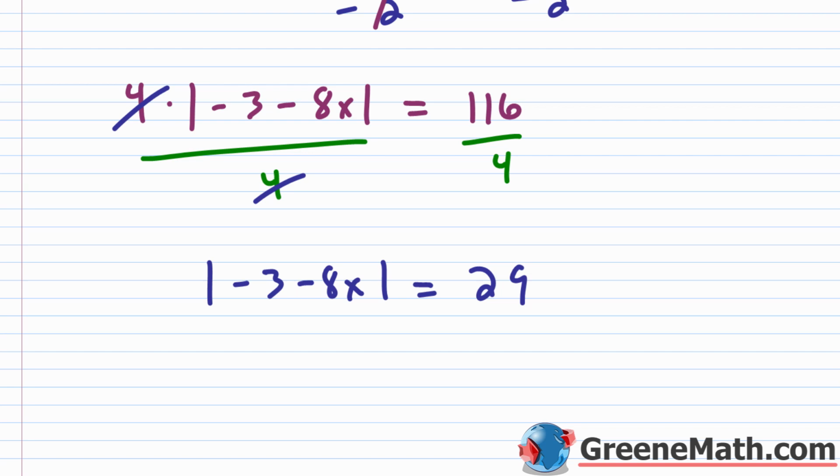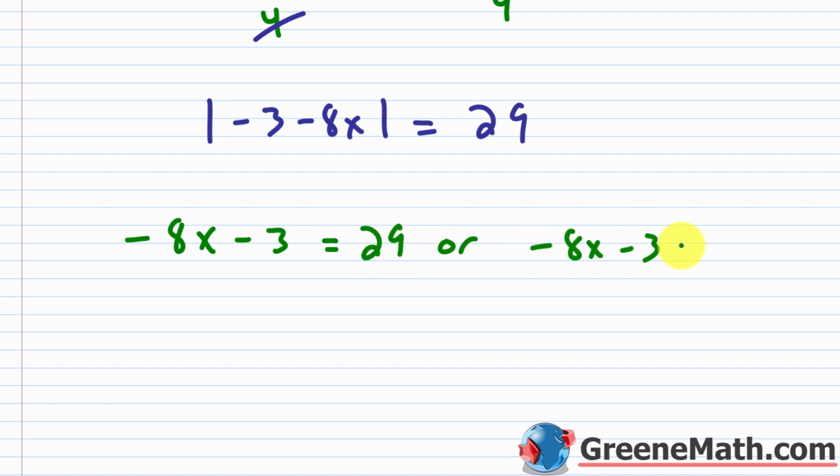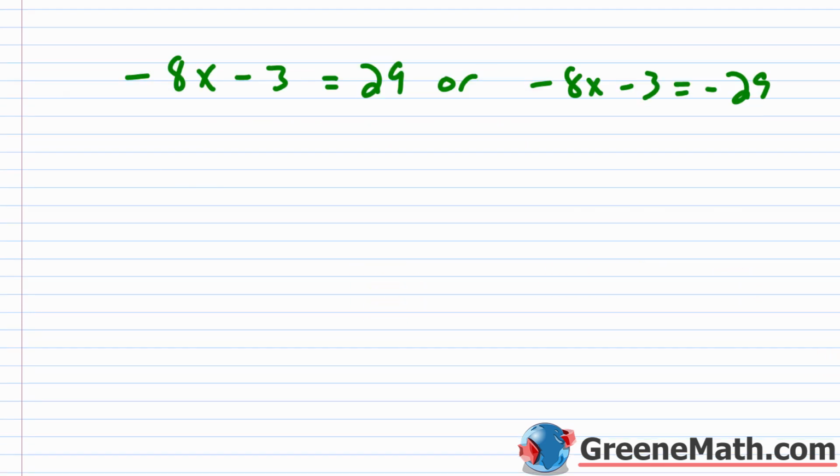So again, once I get to this setup here, all I need to do is drop the absolute value bars. And I'm going to actually reorder this a little bit. I'm going to put negative 8x minus 3. And then I'll set this equal to positive 29. Then, or, I'll have negative 8x minus 3. I'll set this equal to negative 29. So I'm just going to solve these two equations, and let's see what we get.